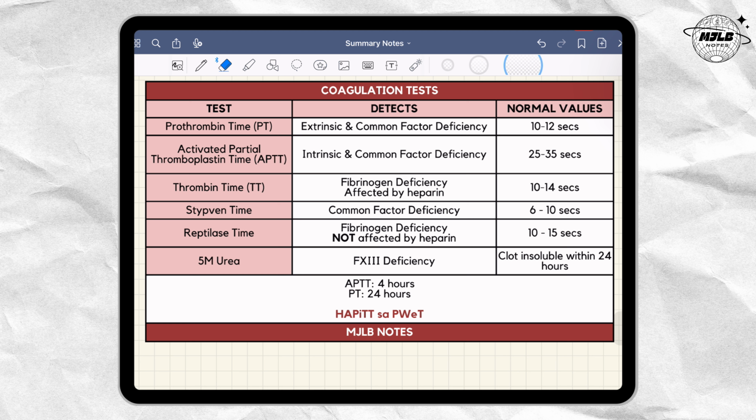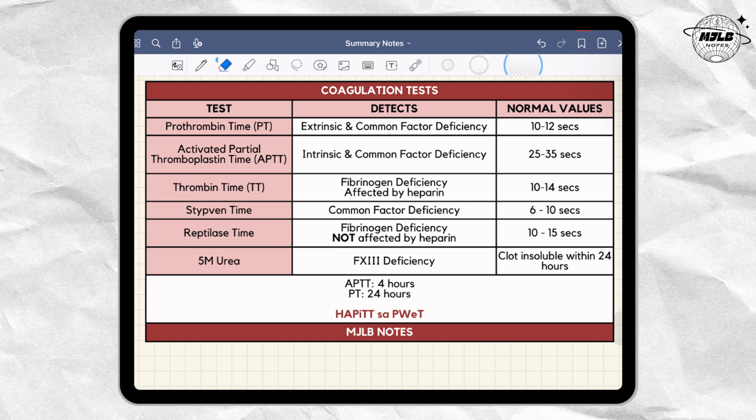By the way, in the board exam, hindi naman exact numbers yung i-represent nila. I remember in our exam, ang tinanong dito is for your APTT, and yung nasa choices is I think 20 to 40 seconds. So just take note of the range, kung ano yung pinakamalapit dun sa range na memorize nyo right here.